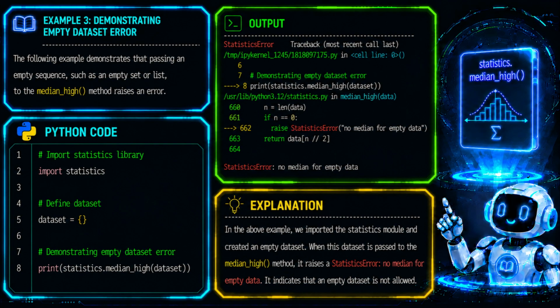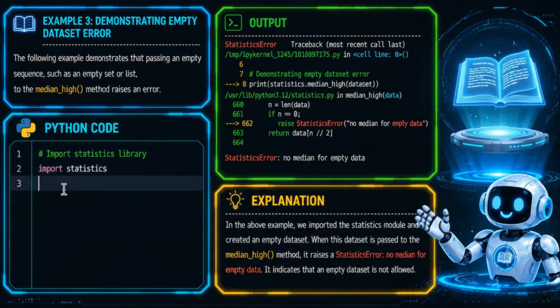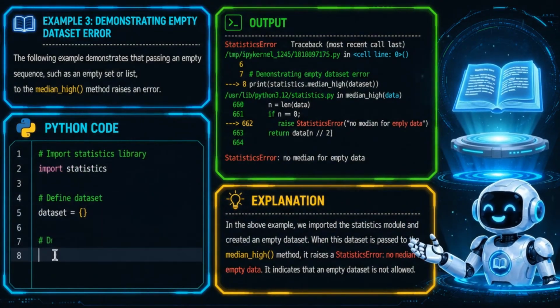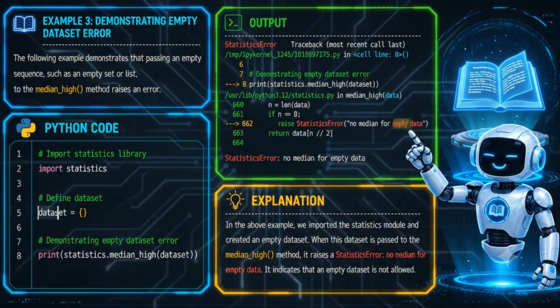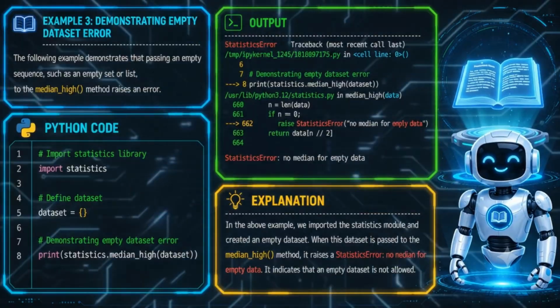Example 3. Demonstrating empty dataset error. The following example demonstrates that passing an empty sequence, such as an empty set or a list, to the median_high method raises an error. Passing an empty sequence raises an error. Let's demonstrate this. An empty dataset raises a statistics error, as indicated here.